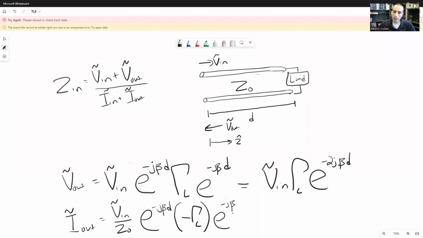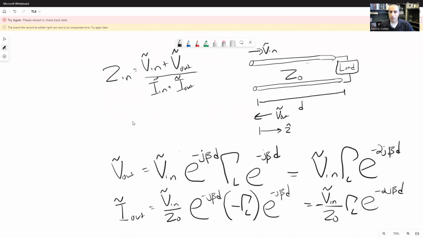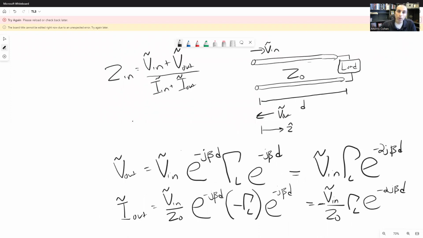So we multiply by e to the minus j beta D again, combine the two exponentials together, and this will be V in as a phasor divided by Z0, with a negative sign right here, gamma L e to the minus 2j beta D.